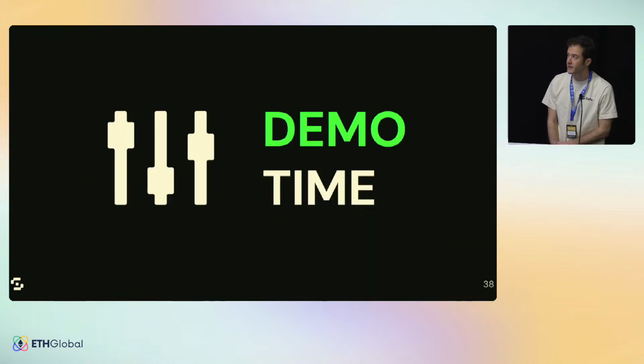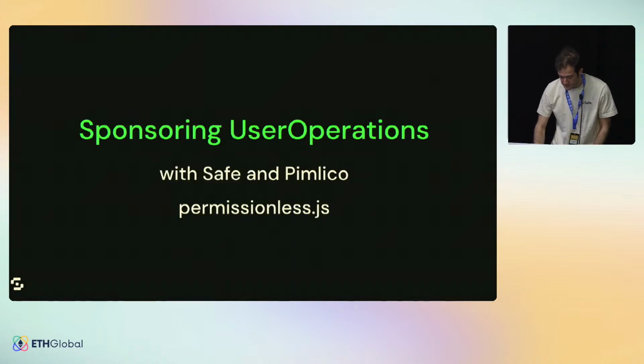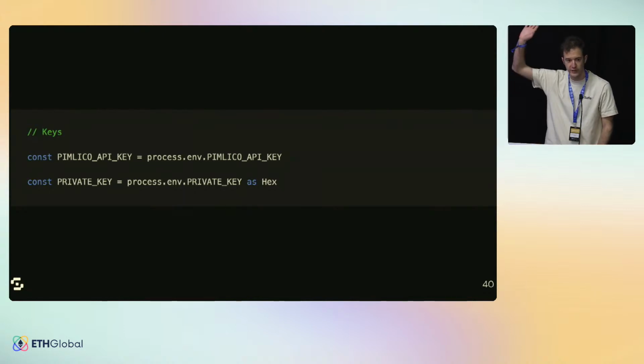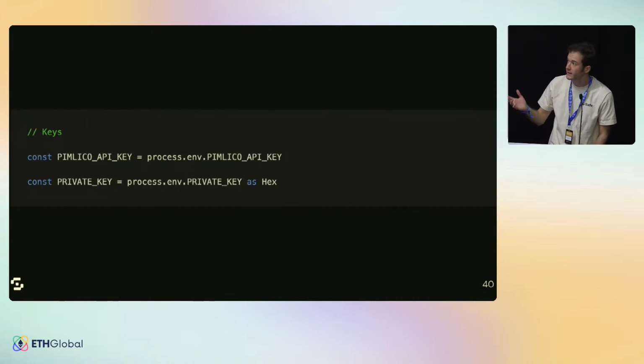So now let's do a quick demo sponsoring a user operation with Safe and Pimlico using the permissionless JS library. So there are some steps we need to do. If you are familiar with Pimlico, can you raise your hand?